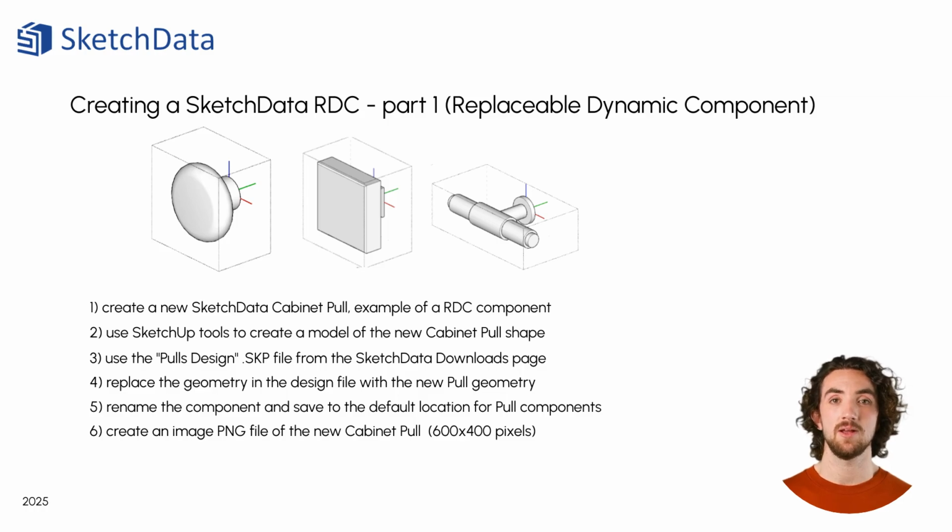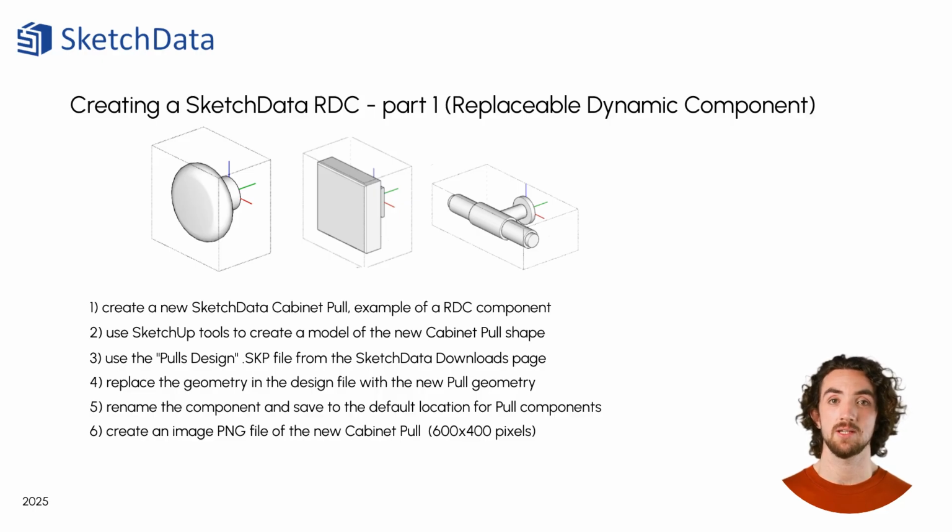Let's take a look at creating a SketchData RDC, or a replaceable dynamic component. These are a special version of the existing SketchUp dynamic component, so some basic understanding of SketchUp DCs is helpful. In the case of cabinet pulls, when a new pull definition is selected, the extension actually replaces the existing component with a new component from a file location on your computer. That's why we call them replaceable.